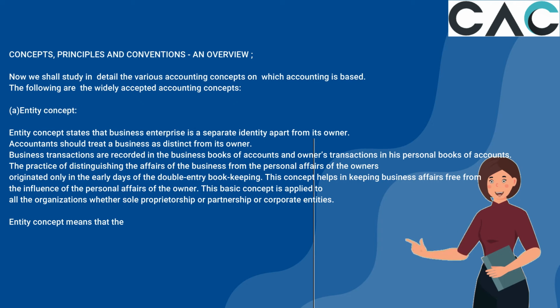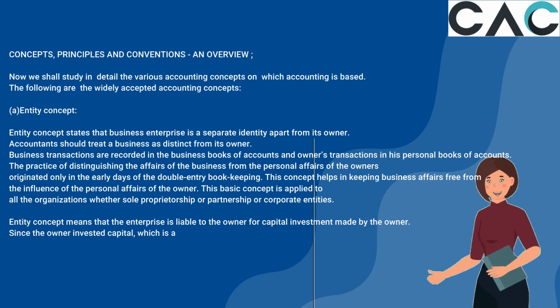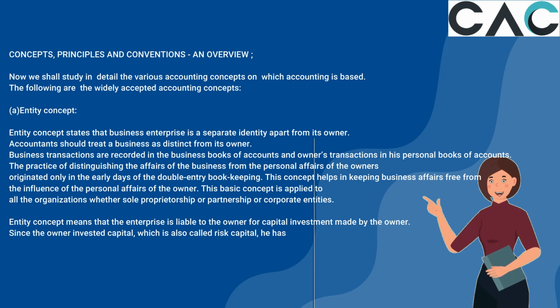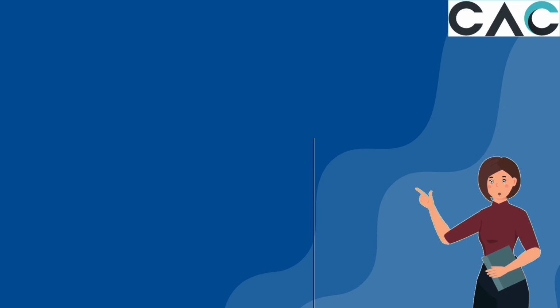This basic concept is applied to all organizations, whether sole proprietorship, partnership, or corporate entities. Entity concept means that the enterprise is liable to the owner for the capital investment made by the owner. Since the owner invested capital, which is also called risk capital, he has a claim on the profit of the enterprise. A portion of profit which is apportioned to the owner and is immediately payable becomes a current liability in the case of corporate entities.